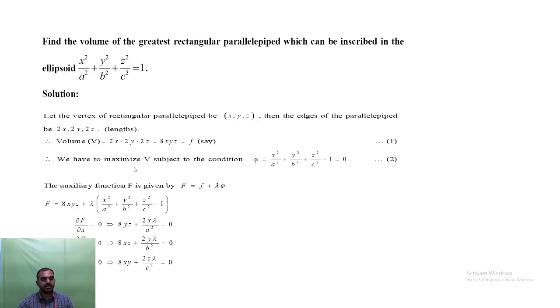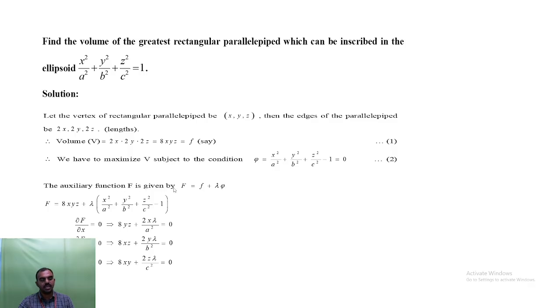We maximize V subject to the condition phi equal to x square by a square plus y square by b square plus z square by c square, so the 1 goes to the left hand side: minus 1 equal to 0. Okay. Next, write the auxiliary function.